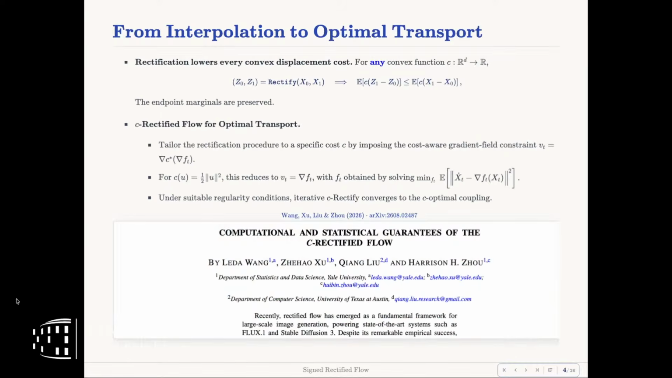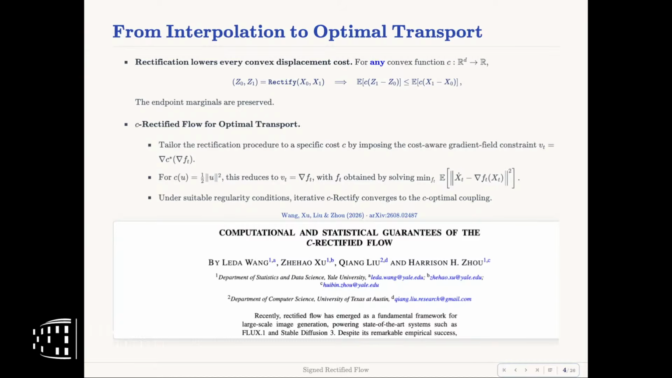Another interesting connection is that this process, which we call rectify, actually monotonically decreases the optimal transport cost. You can show that given any differentiable trajectory xt, if you rectify and get a new ODE process and take the endpoints of the new ODE process, it always decreases the displacement cost for any given convex cost, right? So it's in some sense a Pareto descent on the set of all convex displacement costs.